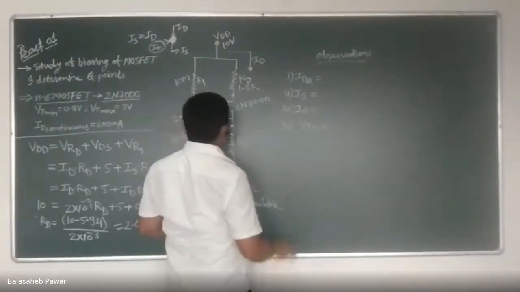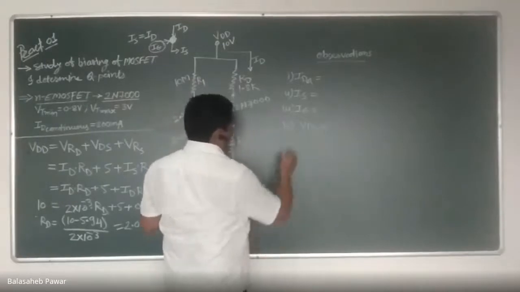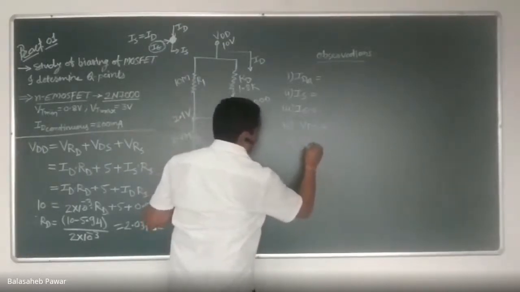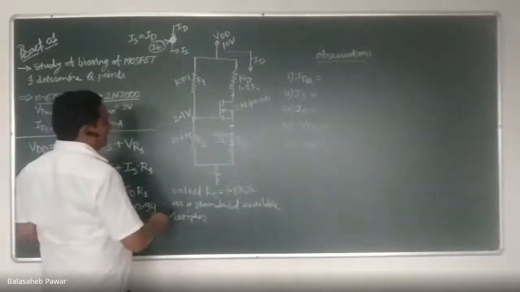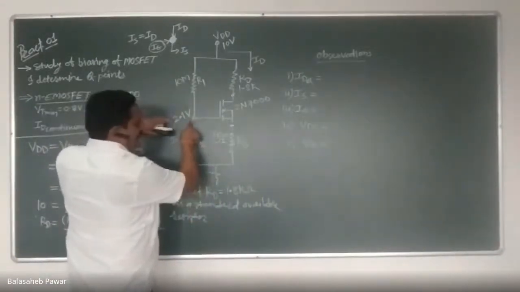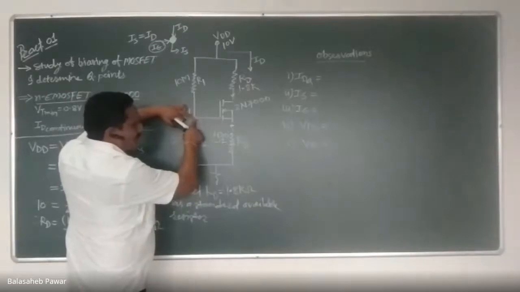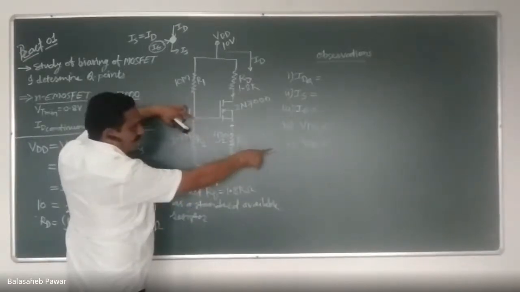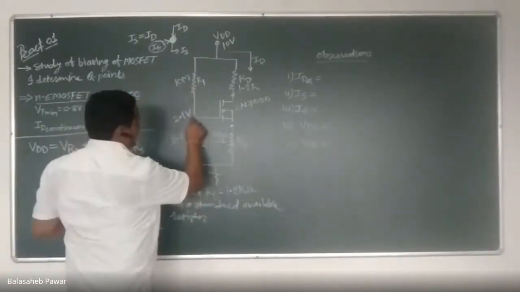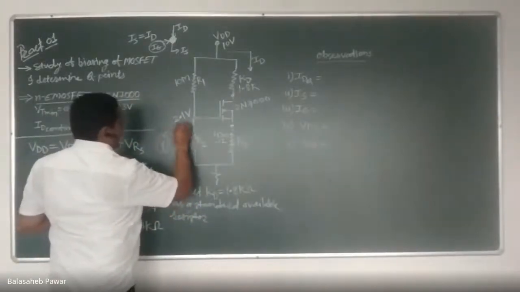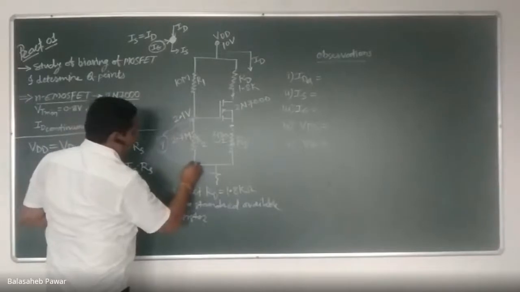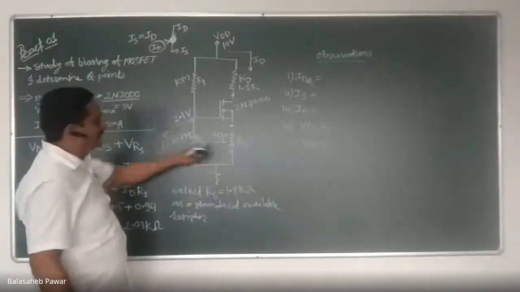Next one, note down VG, not VGS. How you will measure this VG? VG is nothing but what? Gate voltage. And by default, with respect to what? Ground. That's why only VG is mentioned. Okay, that means this one. So connect again that voltmeter at the gate with respect to ground, so that it will measure VG.